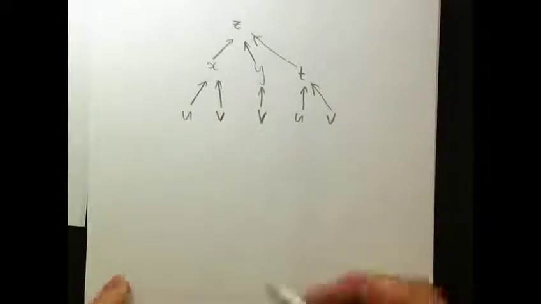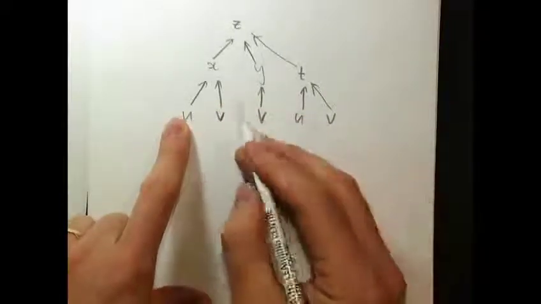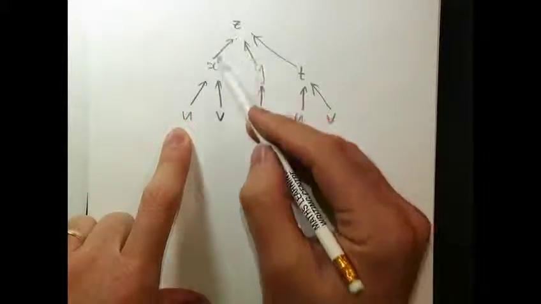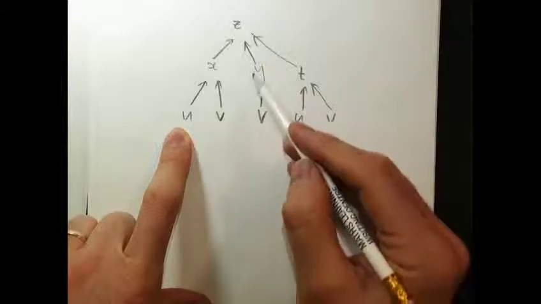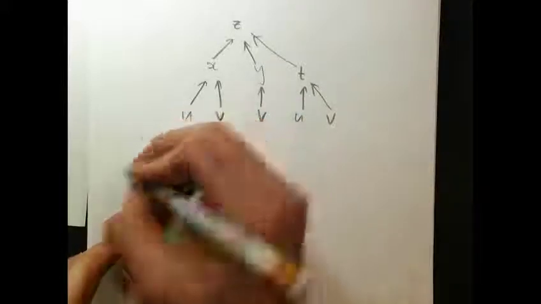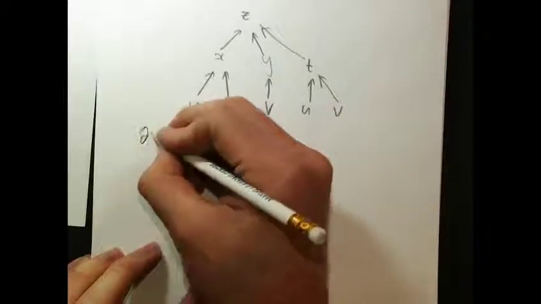Sorry. So that's what I've got here. Z is a function of x and y and t. X is a function of u and v. Y is a function of just v. T is a function of u and v. So let's see what dz on dv is.